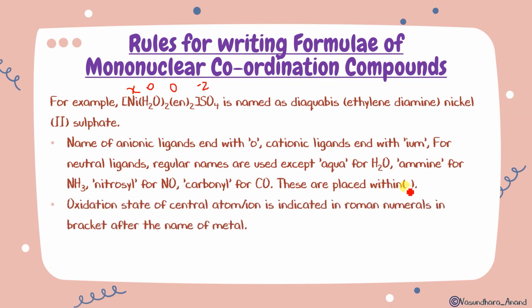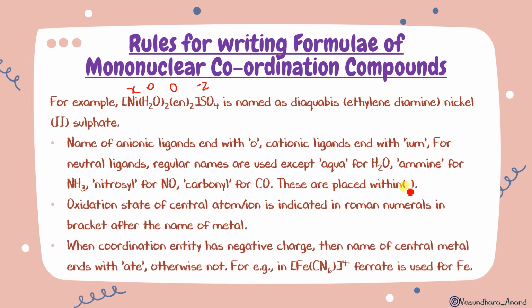The oxidation state of the central atom or ion is indicated in Roman numerals in brackets after the name of the central atom, the name of the metal that I have already told you. When the coordination entity has a negative charge, then the name of the central atom ends with ate, otherwise not. How is it? Just wait for that. I will give you the simple formula for that.